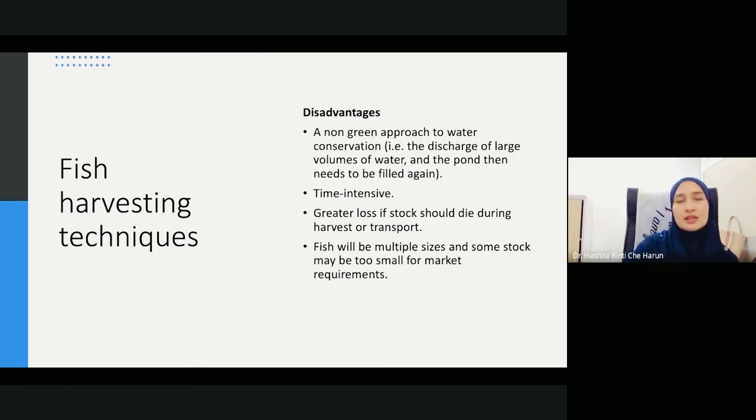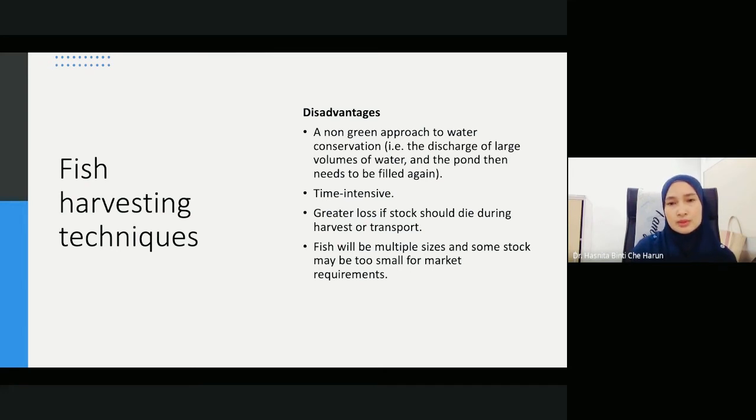The disadvantages are: it is a non-green approach to water conservation compared to partial harvesting. It is time intensive compared to labor intensive for the partial harvesting. You have a greater loss if stock should die during harvest or during transportation. This is because you're dealing with a large amount of fish compared to when you do partial harvesting.